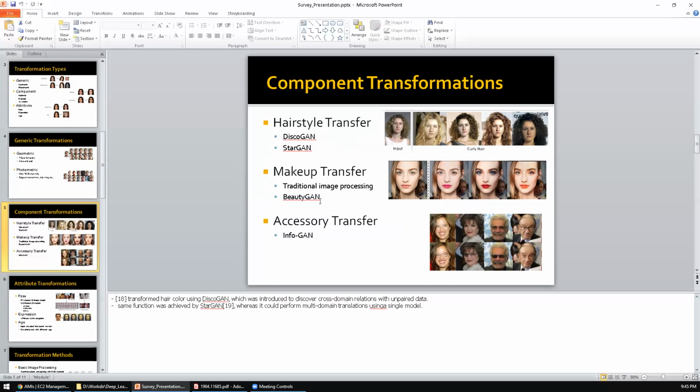For makeup transfer, there's another GAN called the BeautyGAN, which does a context-aware style transfer. So it understands that your cheeks generally have more makeup, and there's more makeup around your eyes generally if you're female, and that's the speciality of BeautyGAN there. And then accessory transfer is mostly concerned with eyeglasses because those are some of the things that people tend to take on and take off most of the time.